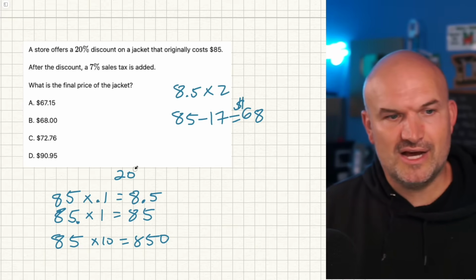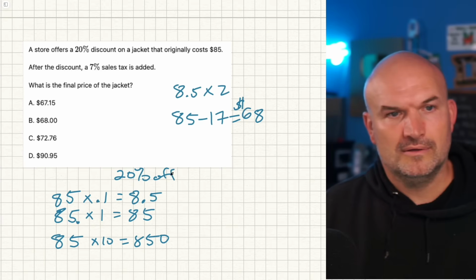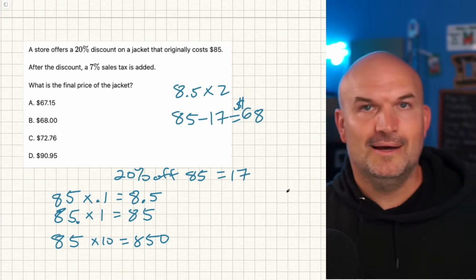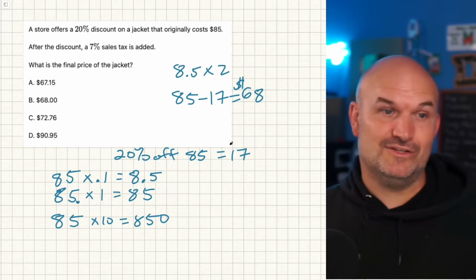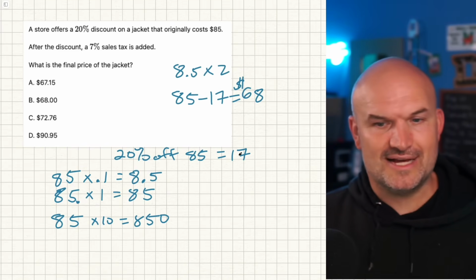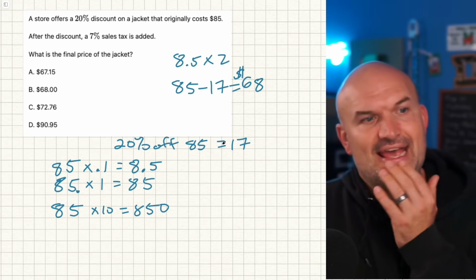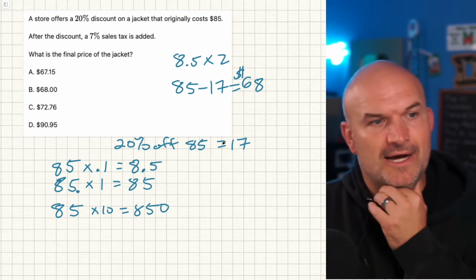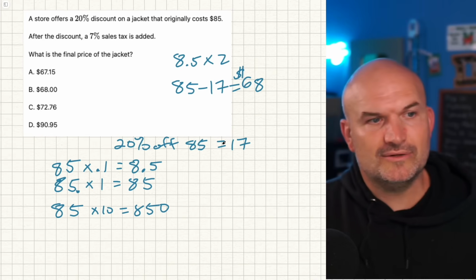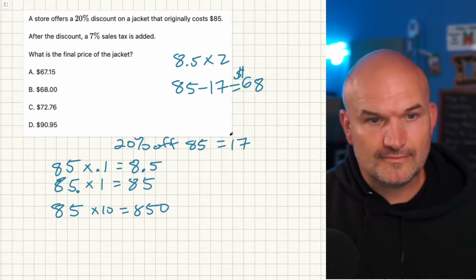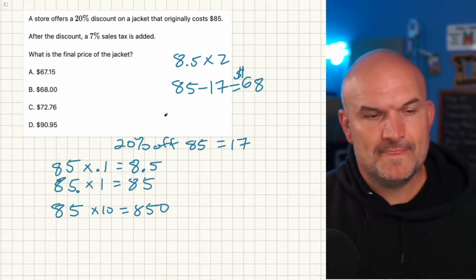Okay. So 20% off $85 is equal to 17. Then we subtract that to get 68. But then they say after 68, you have a 7% sales tax. Well, now what are we supposed to do? We have 68 and then we have this, a 7% sales tax. Like what the heck is that going to be? All right. What is that going to be?